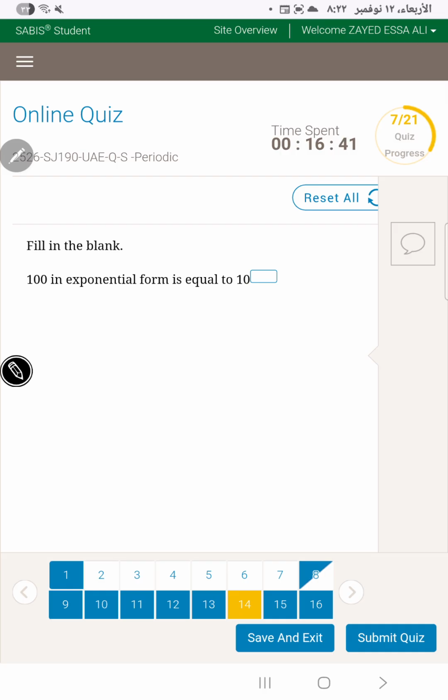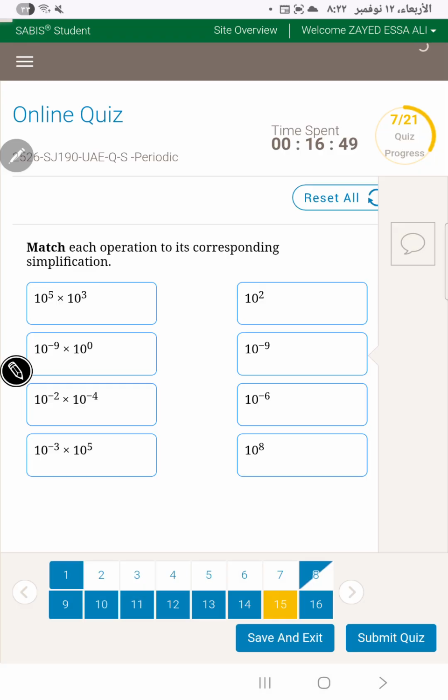100 in exponential form is 10 to the power of 2. So here you have to write 2. Question 15. Matching. So here you have to match these numbers. This is very easy. Here we add exponents. 3 plus 5 equals 8. And here we add exponents. You get this. And here you add exponents. Minus 3 plus 5, you get 2. So choose this. And here you add exponents, minus 2 minus 4, you get minus 6.